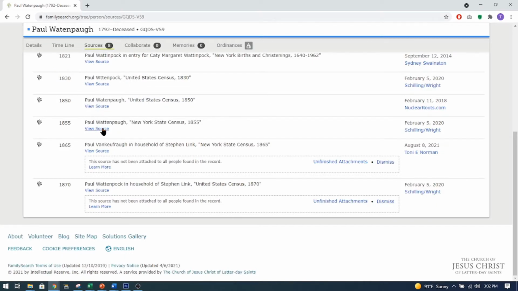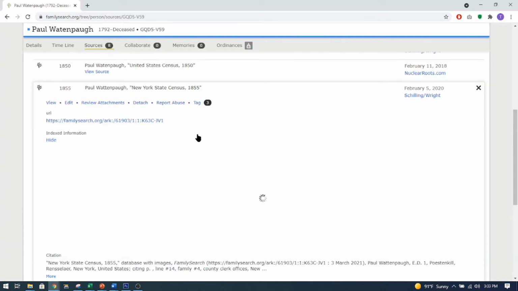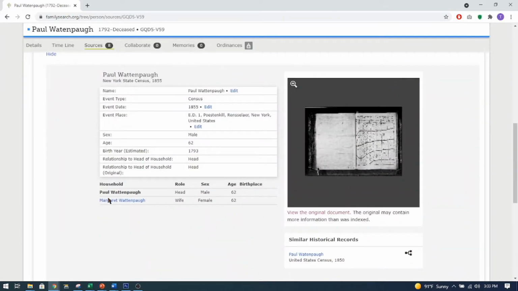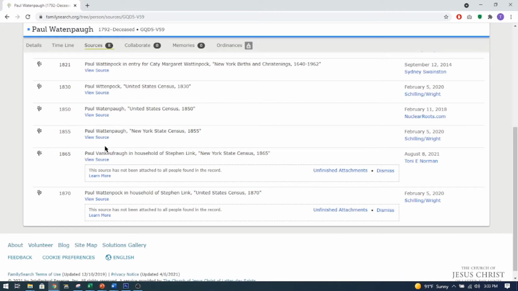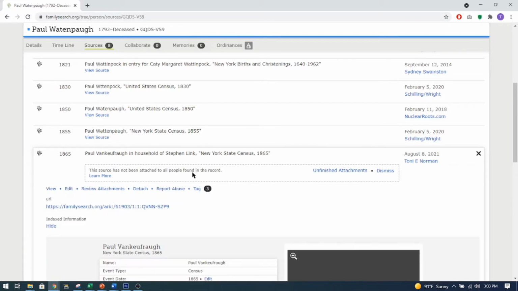Okay, and now let's look. 1855 is the New York State Census. And we have Paul and Margaret. They're both 62, and they're in the same place in New York. And I have searched all over for 1860. As of this point in time, I have not found them in 1860. I find Paul in 1865.